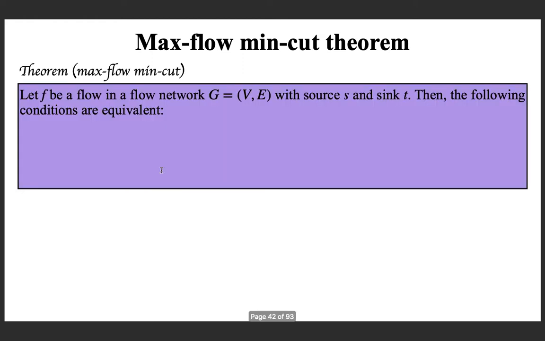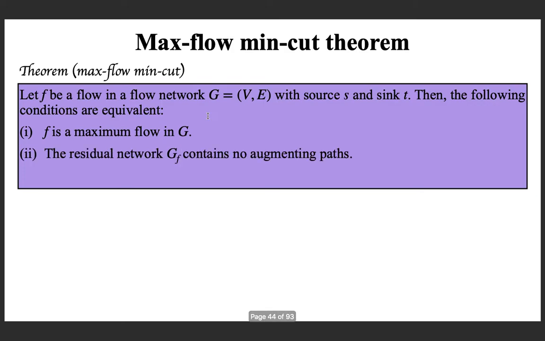Now coming to the max flow min cut theorem, which says that if a flow in a flow network with source S and sink T, then the following conditions are equivalent. We are going to have three conditions which are equivalent, is what this theorem claims. The first condition: the given flow is a maximum flow, having the maximum possible value.